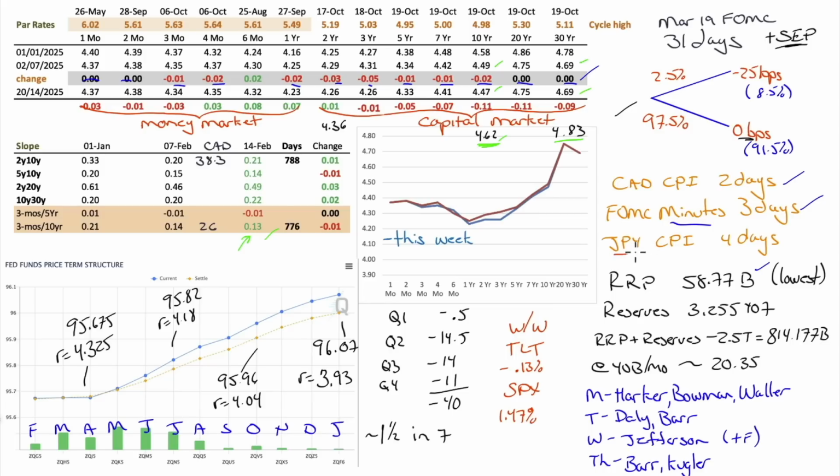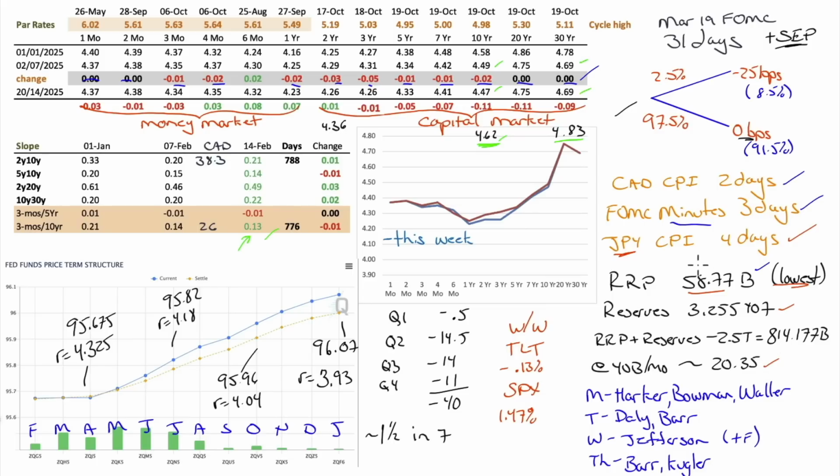And if you follow Japan CPI in 4 days, reverse repo, this is the lowest since the peak of 2.2 trillion a couple years ago: 58.77 billion. So year over year, you're down some 500 billion on this. Reserves are still sitting at 3.2 trillion. You're looking at about 20 months of runoff.